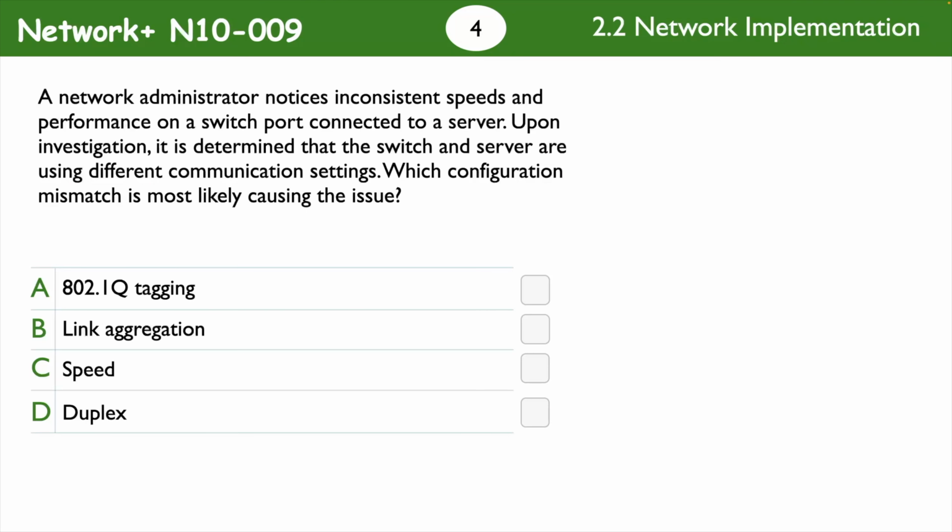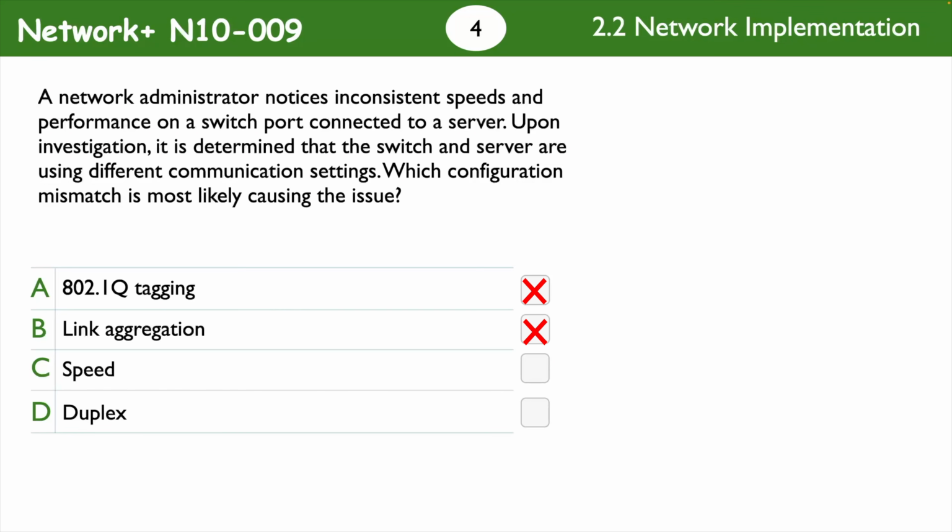All right, so let's look at what I would consider the single key phrase that is enough to give you the right answer here. That key phrase is going to be inconsistent speeds and performance. So let's go ahead and do the process of elimination. So for A, 802.1Q tagging, that is used for VLAN identification and traffic segmentation on trunk ports. It does not affect the basic communication settings like speed though.